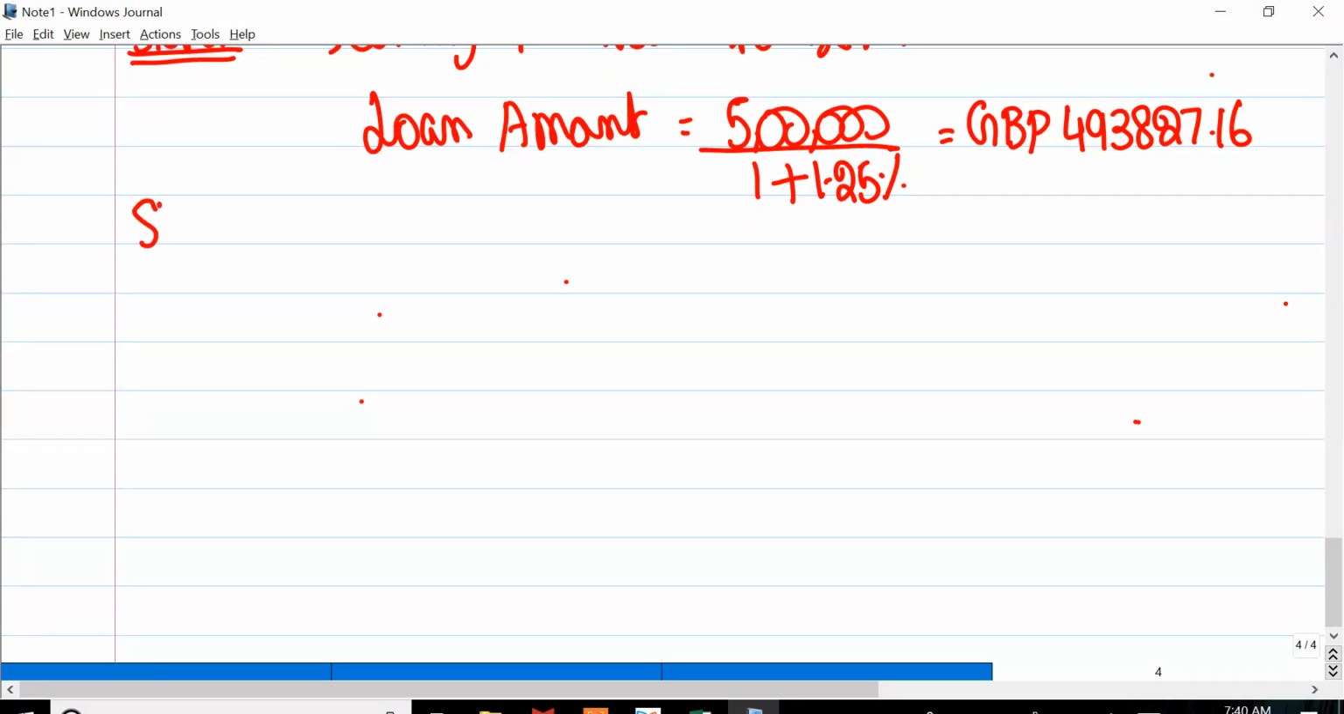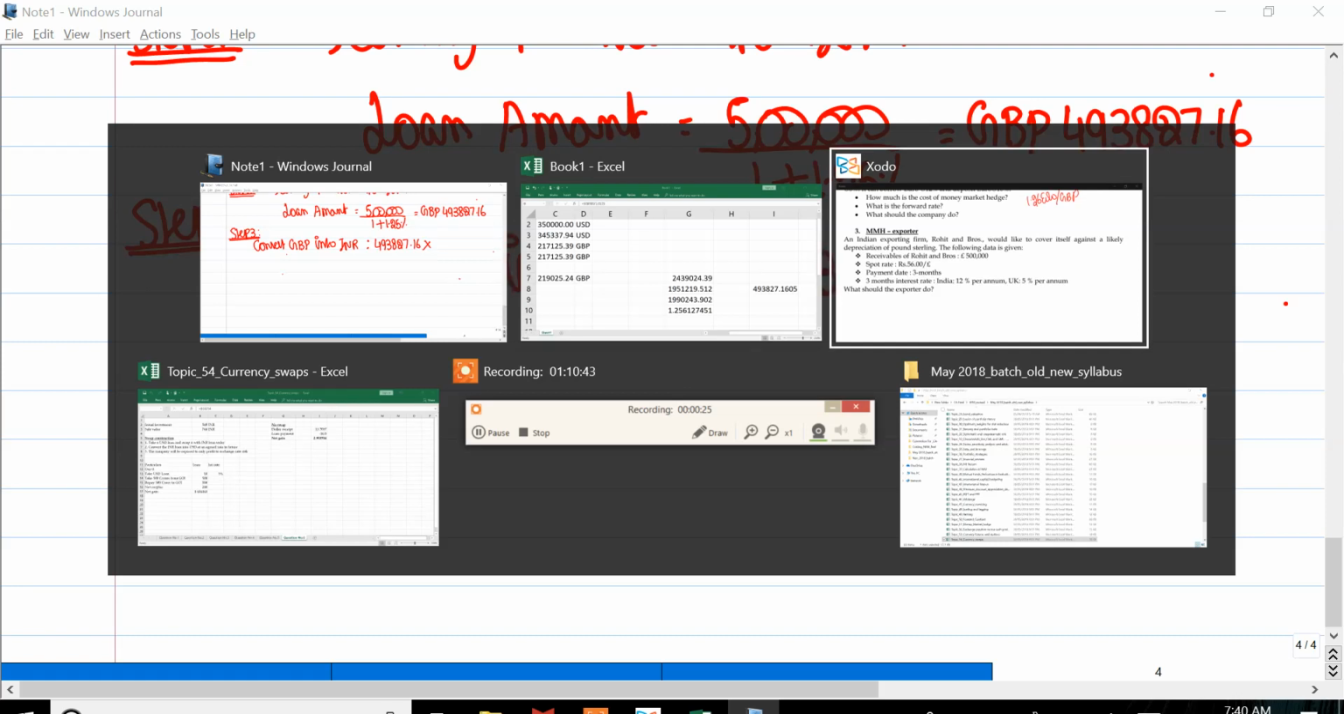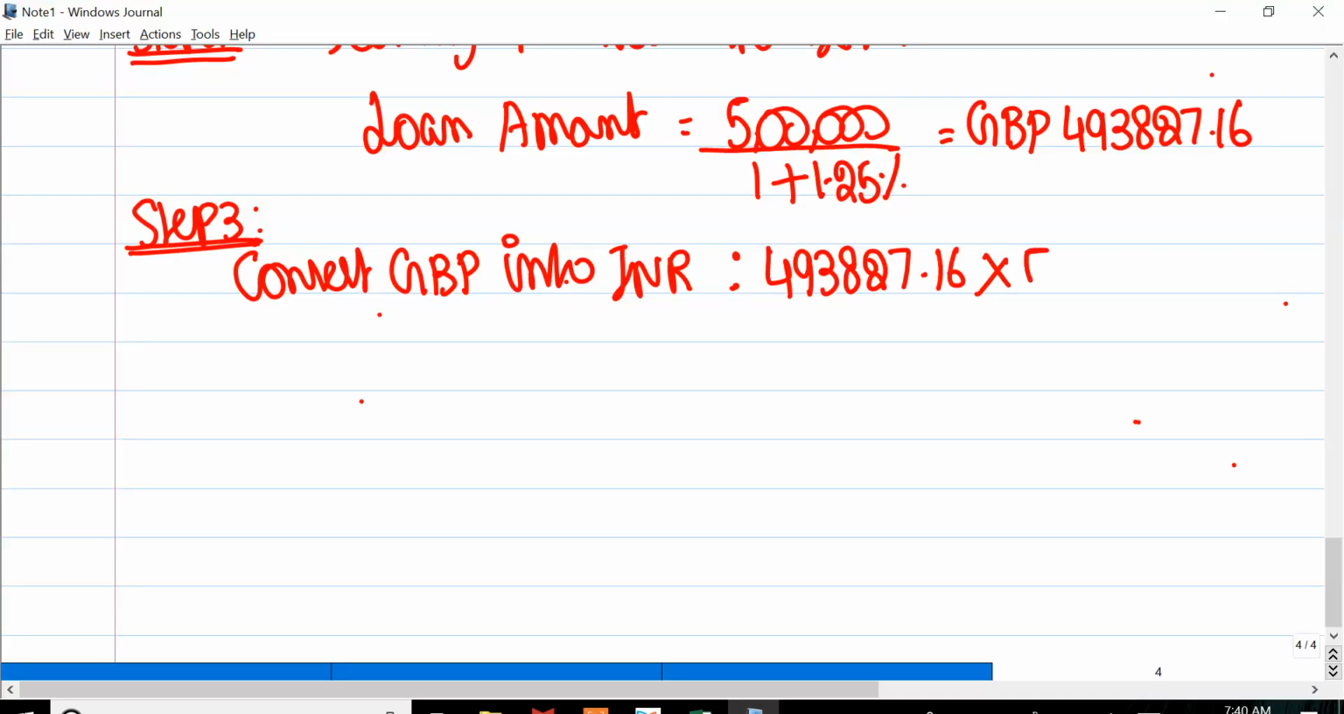Step 3, convert GBP into INR. I'm directly doing it, not showing known, unknown and all. You complete the balance steps.